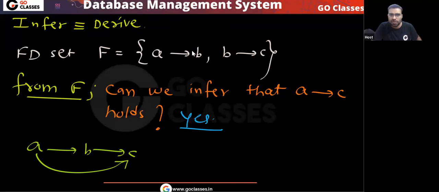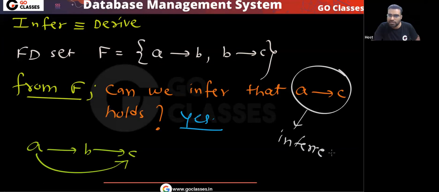So this is your inference. This is an inferred FD. I can say this is inferred by F. From this set of functional dependencies, you can infer this. So this is your inferred FD by F. Very simple, right? Yes or no?